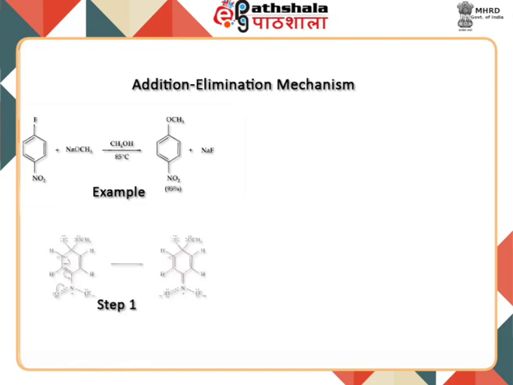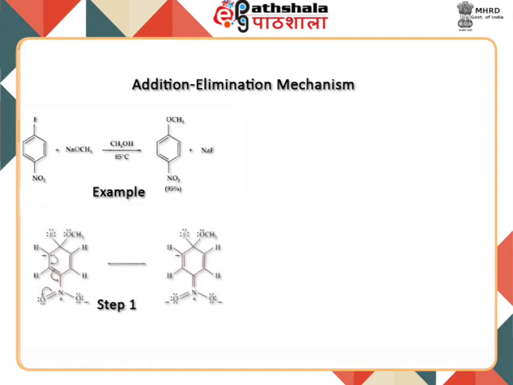The first step is a slow step. Aromaticity of the ring is lost in this step. The nucleophile attacks the aryl halide and bonds to the carbon that bears the halogen. The intermediate formed is stabilized via resonance.